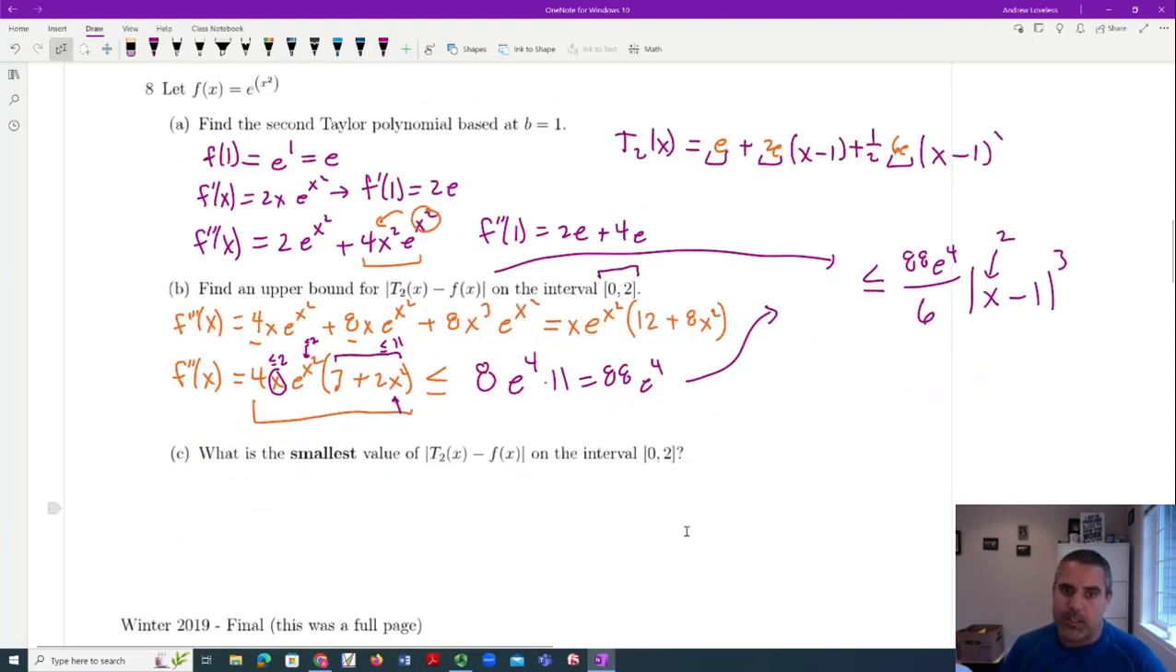If the question is what's the smallest error, that's just a goofy question. For a few years, people like to ask this. The answer is just 0, because the error would be 0 when that's 1. So this upper bound is what Taylor's inequality gives you.